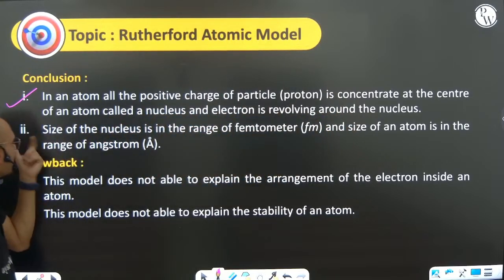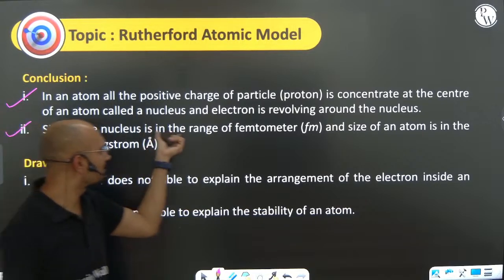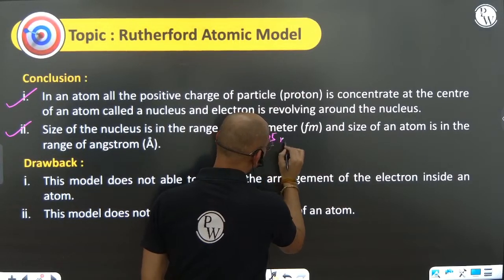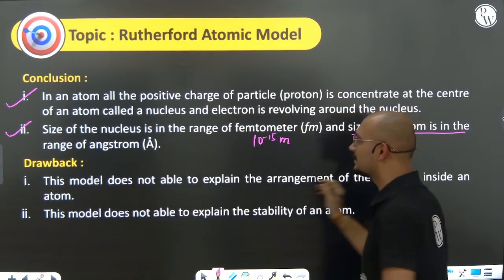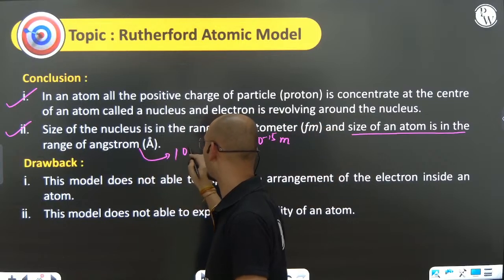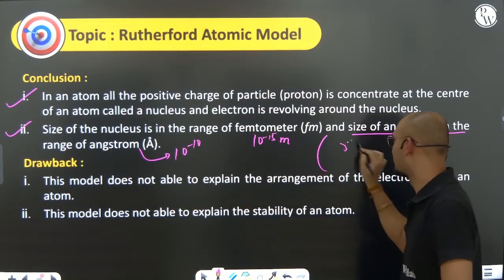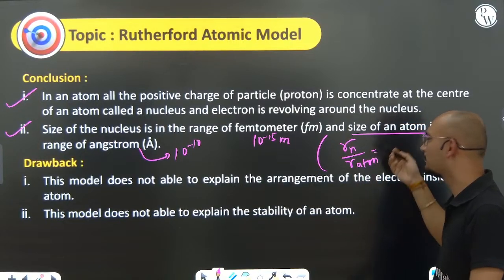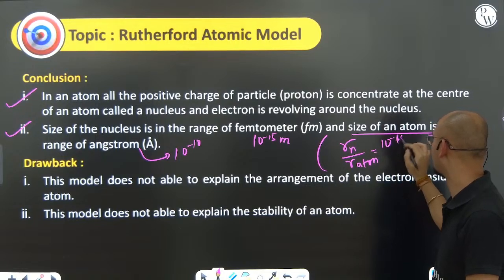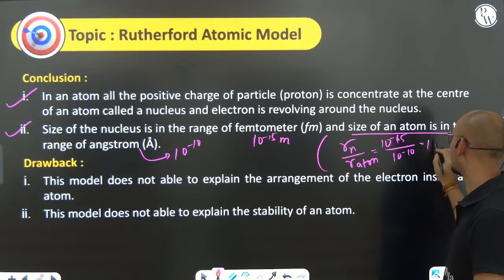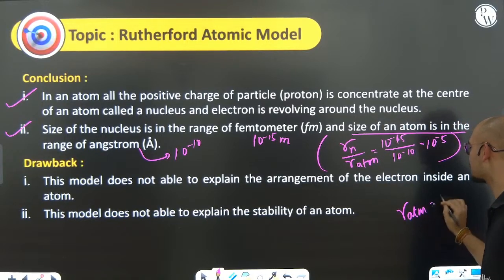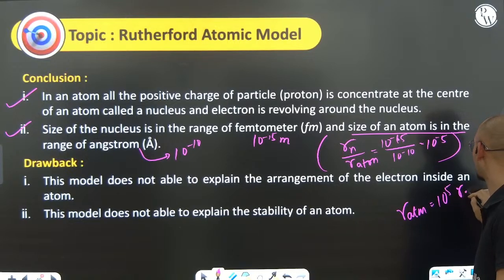Very nice. Next, the size of the nucleus is in the range of femtometer. That is how much? 10 to the power minus 15 meter. And the size of the atom is in the range of angstrom. That is how much? 10 to the power minus 10. So always remember, radius of nucleus by radius of atom will be how much? It is 10 to the power minus 15 divided by 10 to the power minus 10. It will be 10 to the power minus 5. Or you can say the radius of the atom is 10 to the power 5 times the radius of the nucleus. You have to keep this in mind.